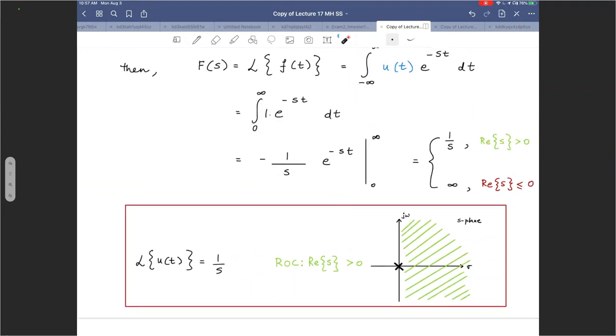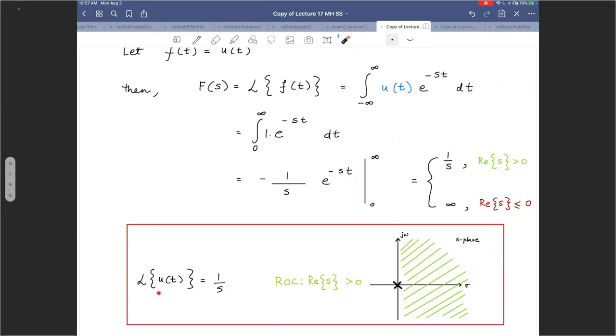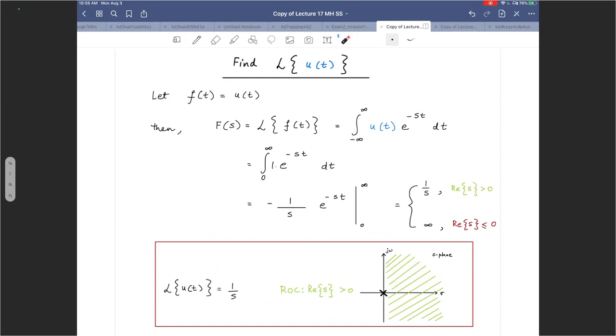So both these combined, the Laplace transform of the signal, which is 1 over s, and the region of convergence, which is sigma greater than 0, or real part of s greater than 0, both those combined give you the complete Laplace transform information of the signal. So both things are required: what is the function in the s domain and what is the ROC? All right, questions about this example here?